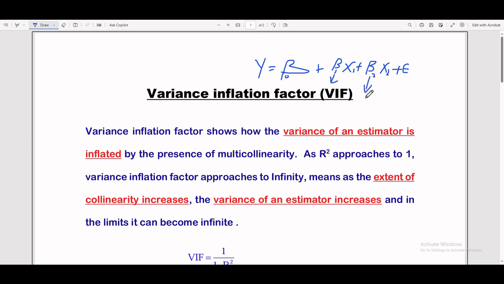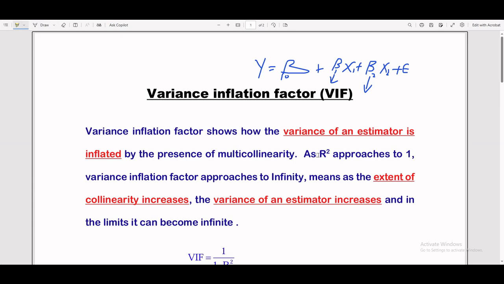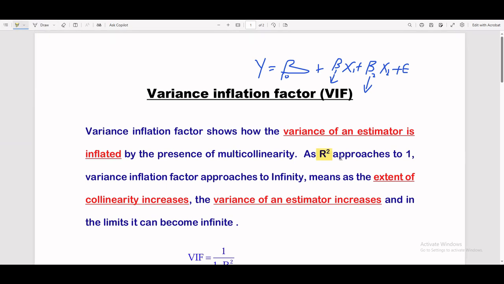In the presence of strong multicollinearity, the variance of these estimators gets larger, so the variance is inflated. R square is the coefficient of determination. As it approaches 1, the variance approaches infinity.